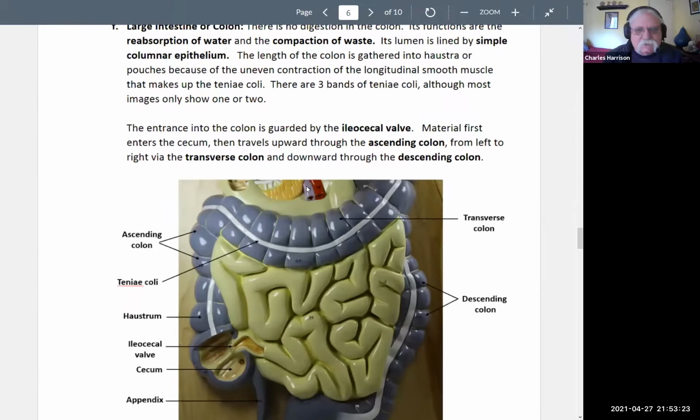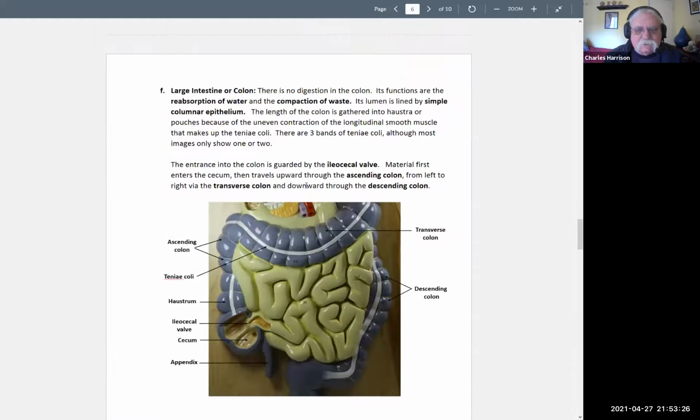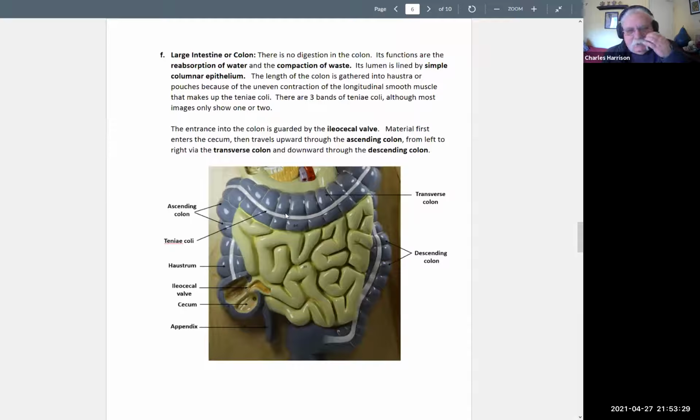Okay, let's cut this down a little bit. Here's the colon, and at this point here where my pointer is, the ileocecal valve. The part of the small intestine attached to the ileocecal valve is the ileum. The ileocecal valve is also a sphincter muscle. Once food moves into the colon or large intestine, there is no further digestion. The main site of digestion was the small intestine.